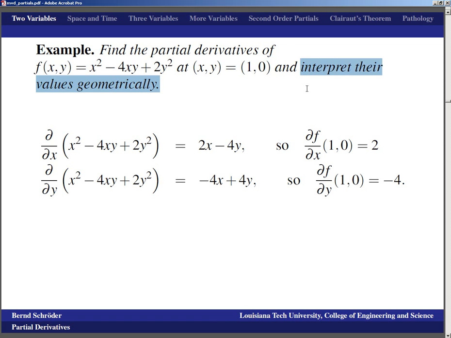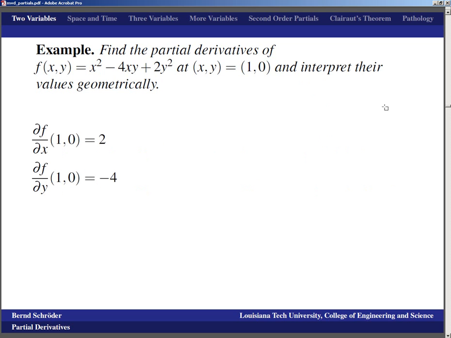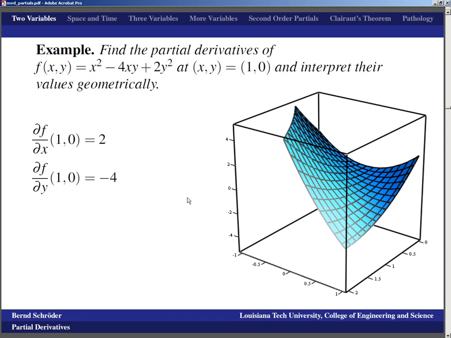So really the important part now is we also want to know what these derivatives mean. By no means do I want to trivialize the computation, but you've got to be able to get into that pretty quickly, and then the main thing is we need to know what it means. So let's take a look at the numbers. The derivative in the x direction is 2, the derivative in the y direction is negative 4, and so that means if we're looking at the point 1, 0, that would mean x is equal to 1 and y is equal to 0.